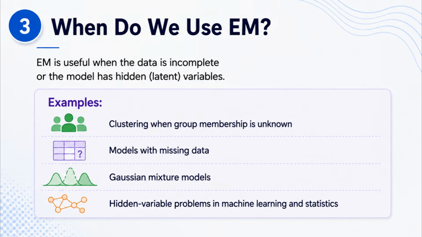A common example is clustering, where we have data points but do not know which group each point belongs to. EM is also used in Gaussian mixture models, missing data problems, hidden state models, and machine learning. In finance, it can help identify hidden market regimes, such as calm and volatile periods. The common pattern is simple: we can observe some information, another part is hidden, and we need to estimate model parameters despite that missing information.